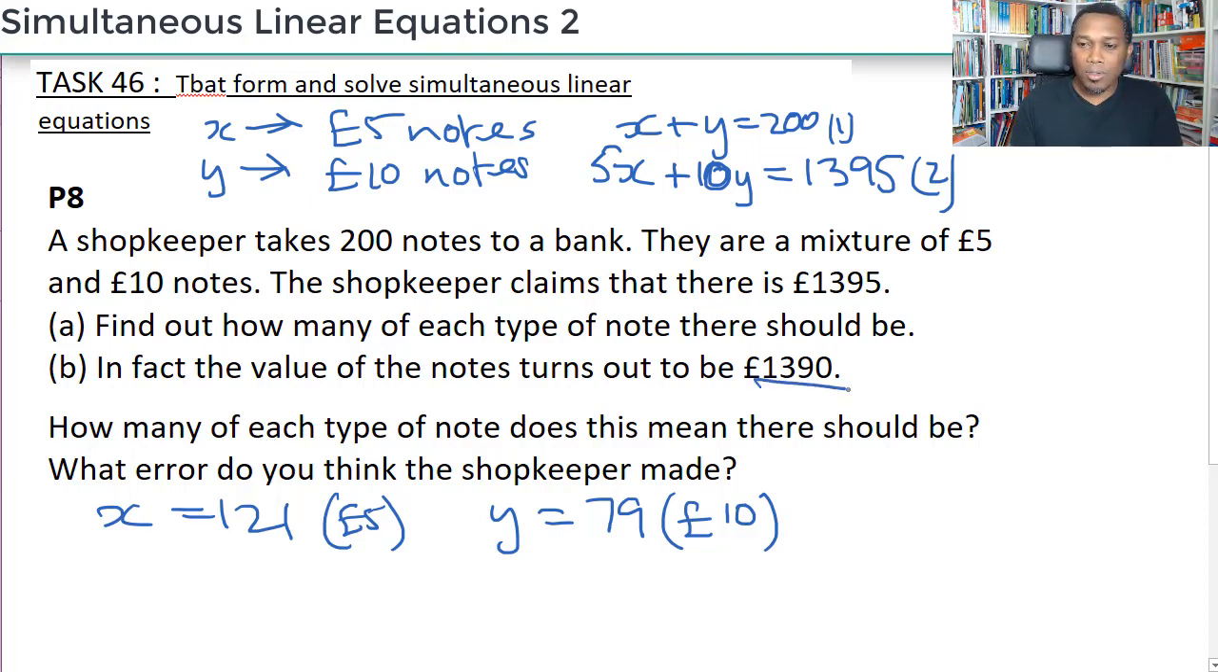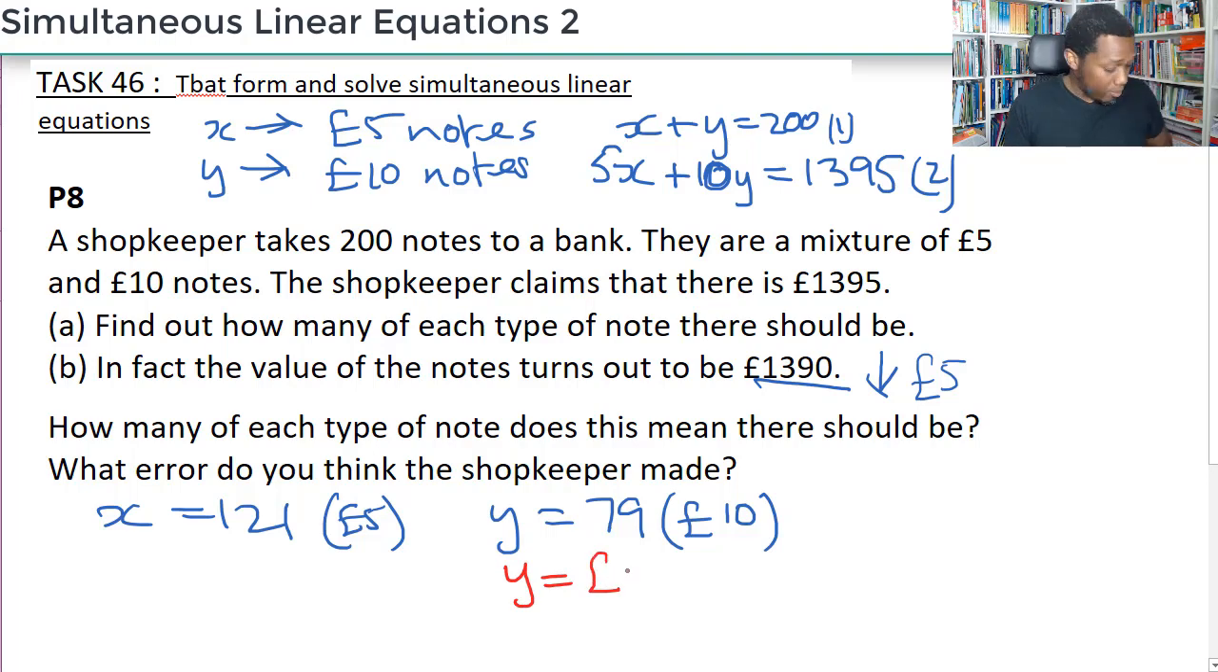The adjustment, what needs to change? If it is that it's 1,390, what's changed? It's 5 pounds less. So how do you accommodate for that? For 5 pounds less, how do you accommodate for that? Well, what's the adjustment you made? The overall value has to be 5 pounds less. What needs to happen? You don't need to redo the equation.